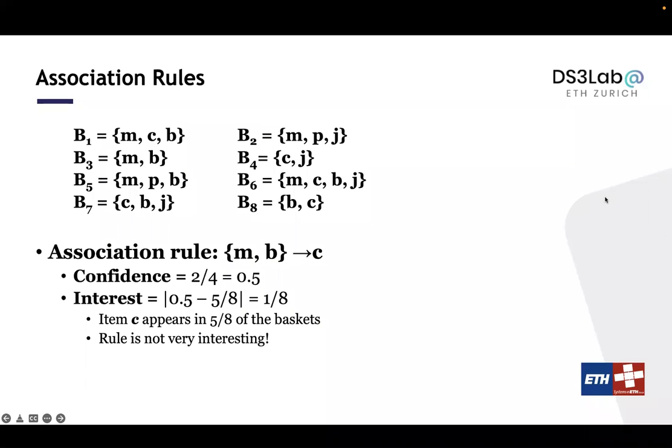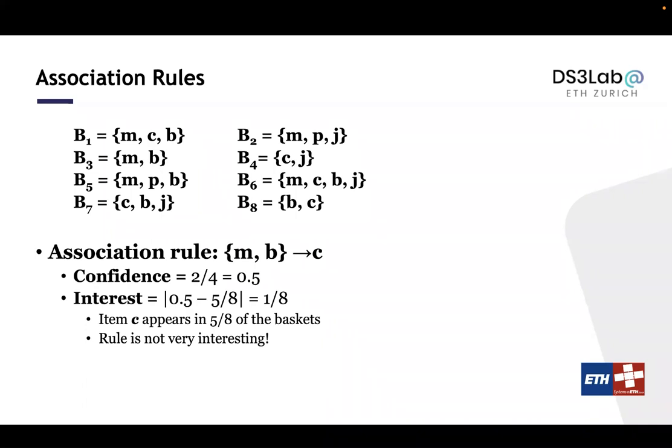And then you divide 2 by the support of M and B. In this case, the support of M and B equals 4, because B1, B3, B5, B6 all have this pair. So the confidence of this rule is actually 0.5. Which pretty much means, in probability, if I know this customer bought M and B, with probability 0.5 this customer will also buy C. That's what confidence tries to capture, assuming your tuples are sampled from a distribution in an IID fashion.